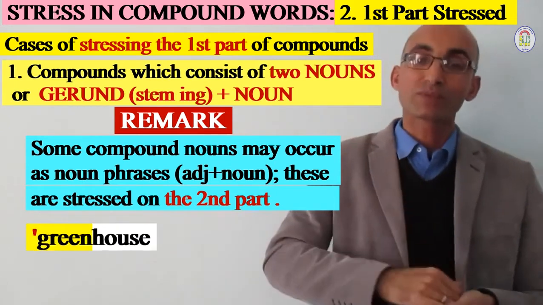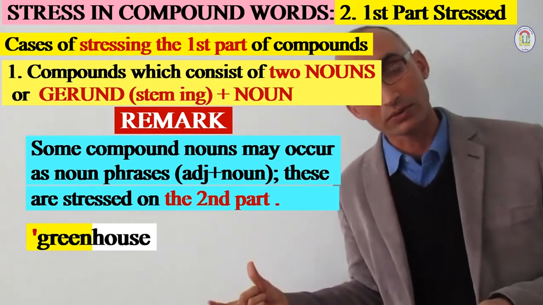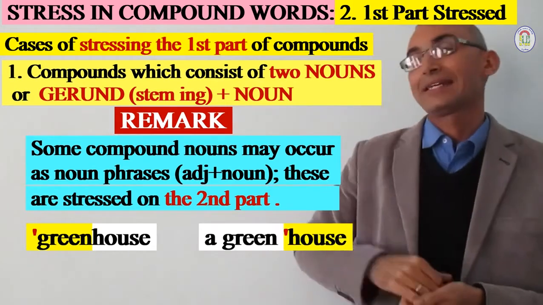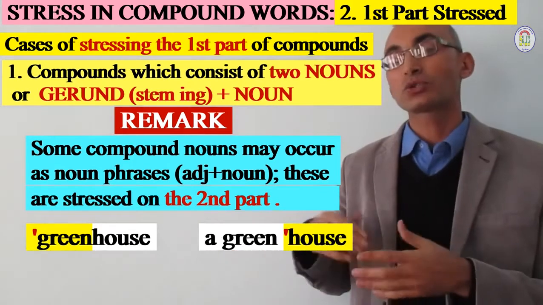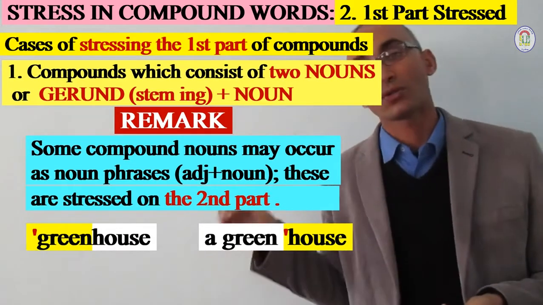The same thing for greenhouse, as one word. As you see here, one compound noun. Stress the first. But a green house, any house which is green, a noun phrase, I stress house, not green.